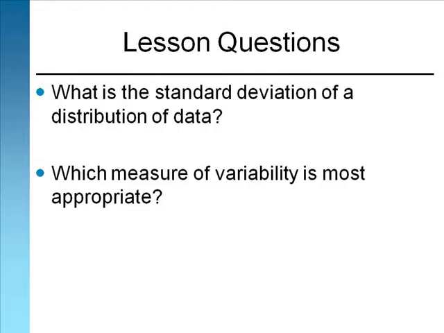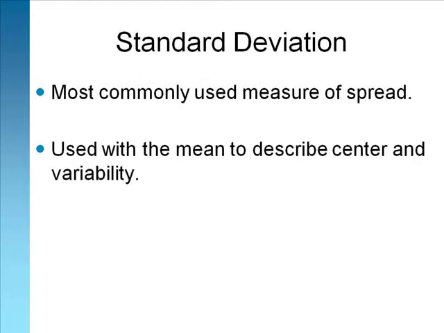We will answer two questions in this lesson. What is the standard deviation of a distribution of data? Which measure of variability is most appropriate? The last measure of variability that we will study is standard deviation. You probably recognize the term as it is the most commonly used measure of spread. It is used with the mean to give a measure of center and spread.